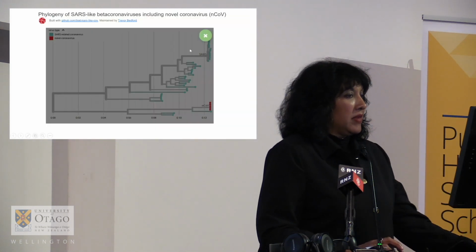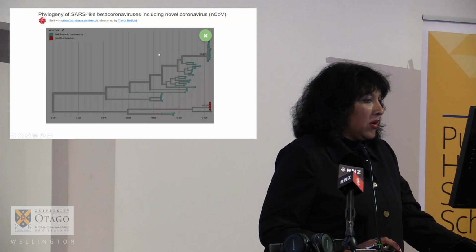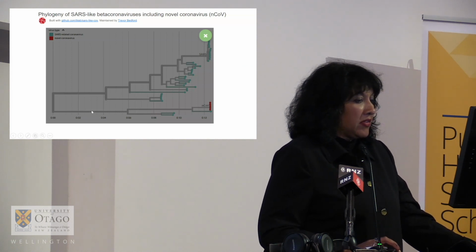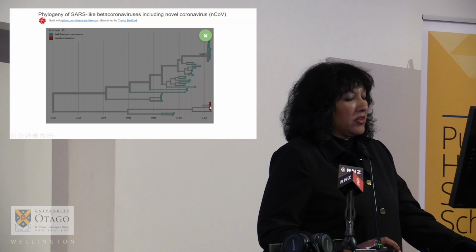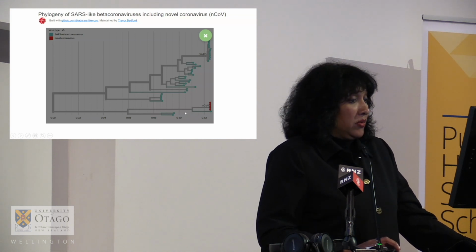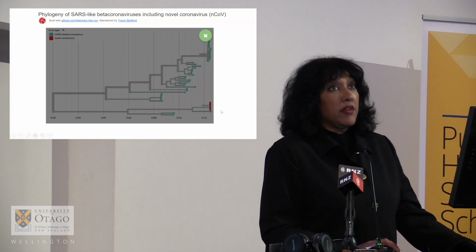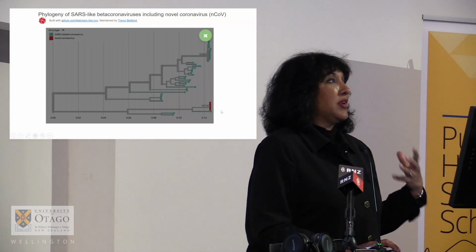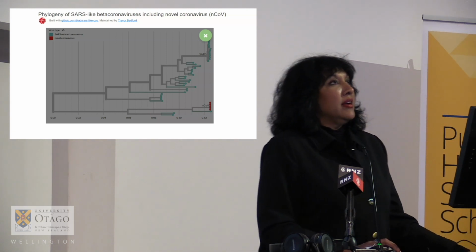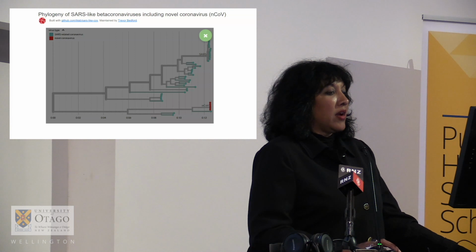This is from nextstrain, and it shows the relationship of this virus, down here on the tree, to SARS, which is up here. So it's quite related. Although it's an RNA virus, which mutate more than DNA viruses, the level of diversity is still fairly low.